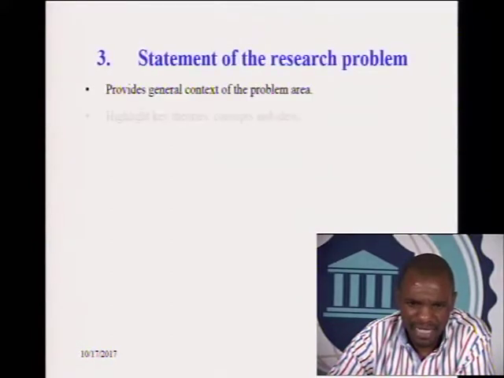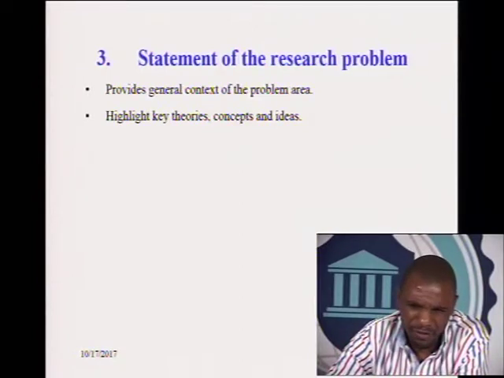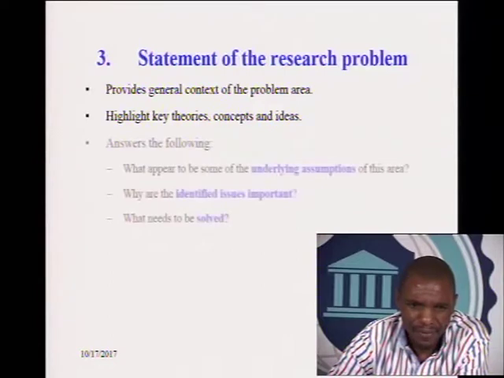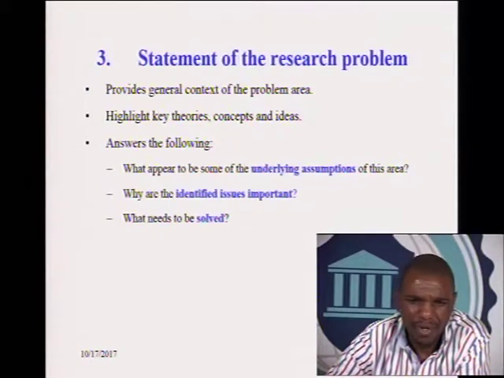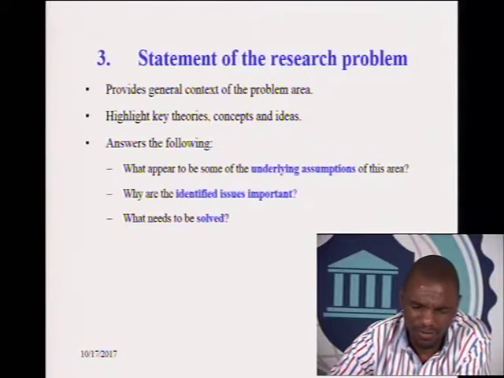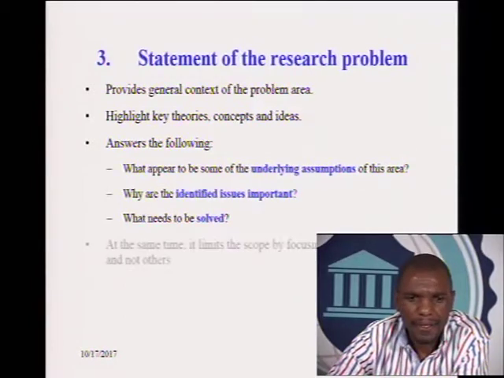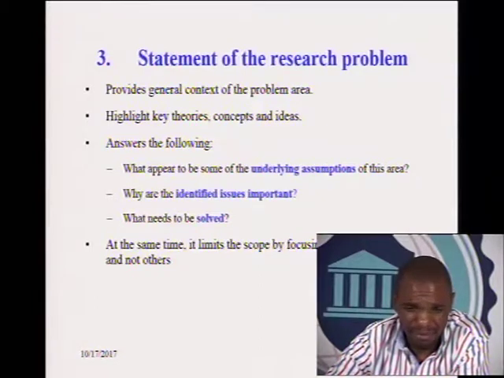Statement of the research problem. This is very important. It provides the general context of the problem area, highlights key theories, concepts, and ideas, and answers the following questions. What appear to be some of the underlying assumptions of this area? Why are the identified issues important? What needs to be solved? At the same time, it limits the scope by focusing on some variables and not others.